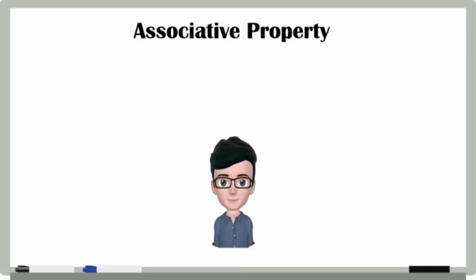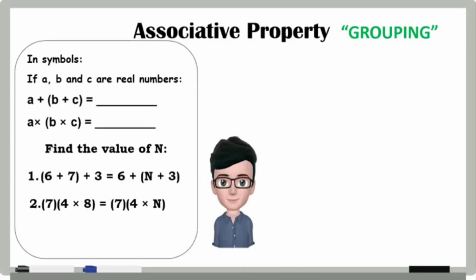Now, ano kaya ang keyword para mas madali natin matandaan ang associative property? Sir, grouping po. Okay. Grouping or grouping symbol which is represented by parentheses. So now, let us illustrate associative property in symbols. If A, B, and C are real numbers, then A plus the quantity B plus C equals the quantity of A plus B plus C. Okay, that is correct.